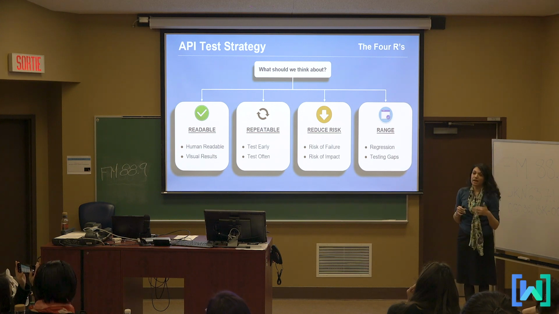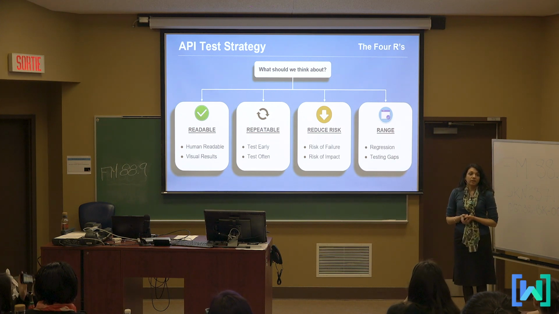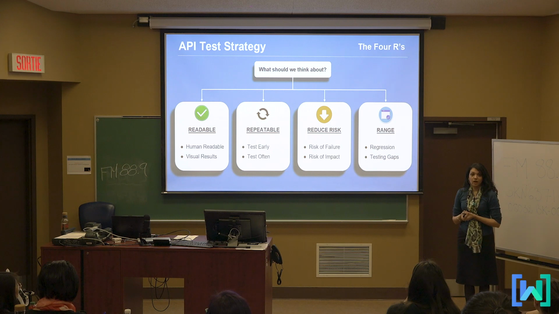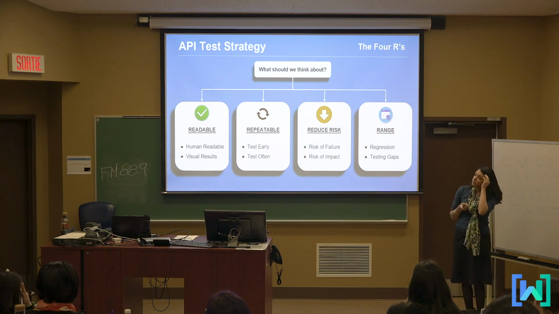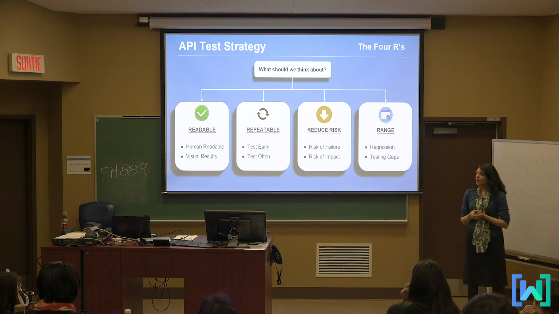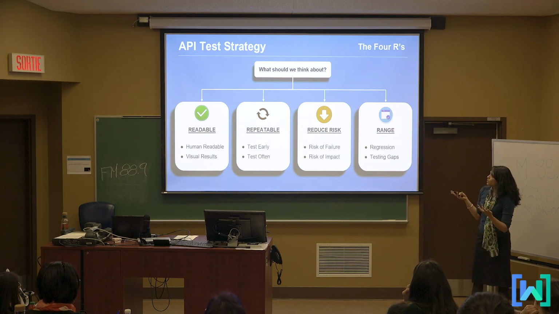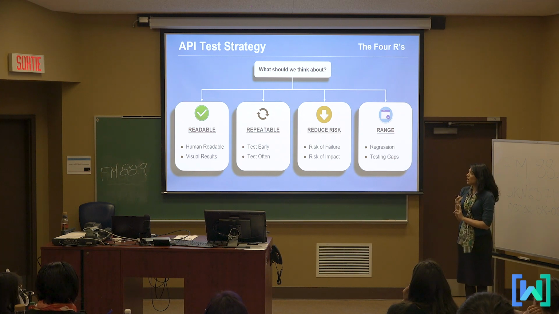And these are things that I think it's really important to think about when you're setting out to write automated API tests or even any type of manual testing. A lot of this applies to regular UI testing as well. So what are some of the things that we should think about? So my first R is readable.